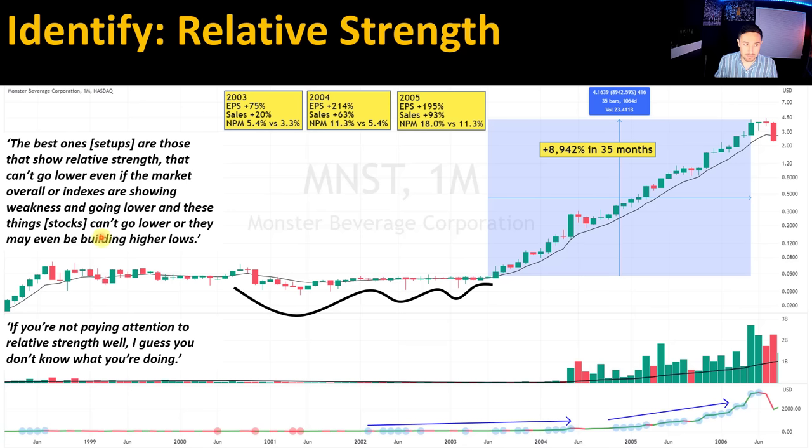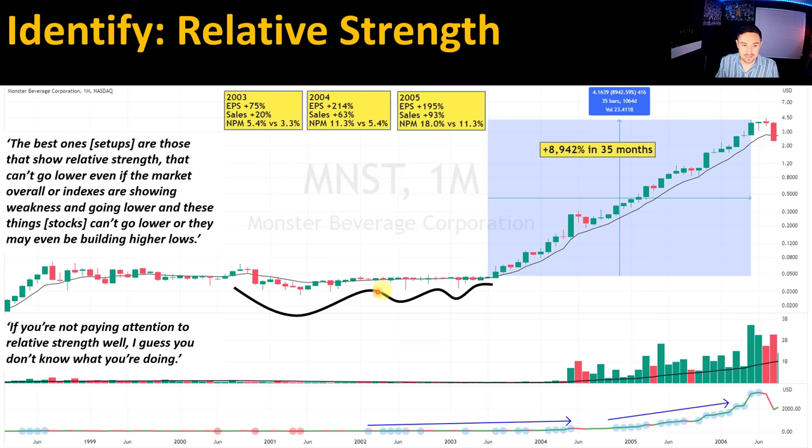You may have heard the adage of the basketball being held underneath water. So the stock is the basketball being held underneath water and the water is the market. The market pressure is pushing the stock down, but every time that pressure is eased a little bit, the stock pops out, builds a higher low as the pressure comes back on. That's the proverbial basketball underneath water. If you're not paying attention to relative strength, well, I guess you don't know what you are doing.